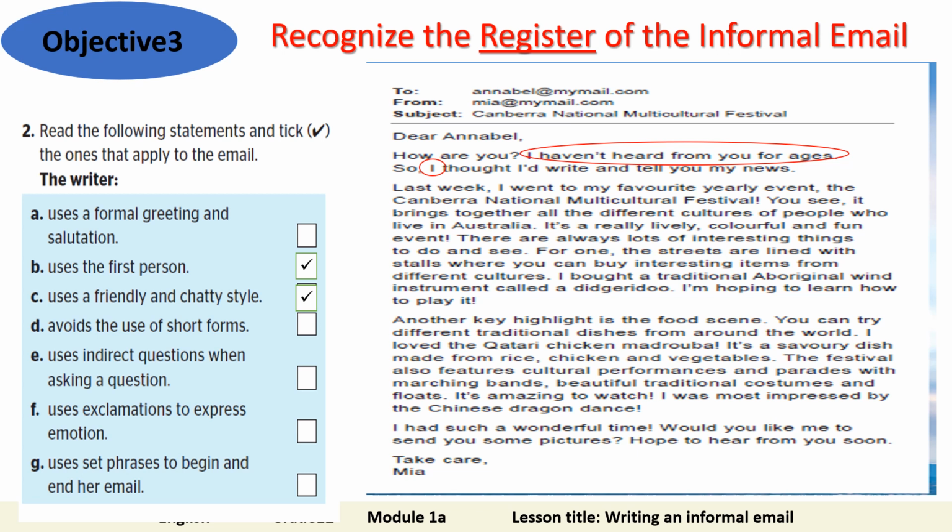Style. Does she avoid the use of short forms? Oh, what are short forms? It's, instead of writing is, I write an apostrophe S. Can you find an apostrophe S? Oh, here it is. So she's not avoiding it. She actually uses it. Does she use indirect questions when asking a question?